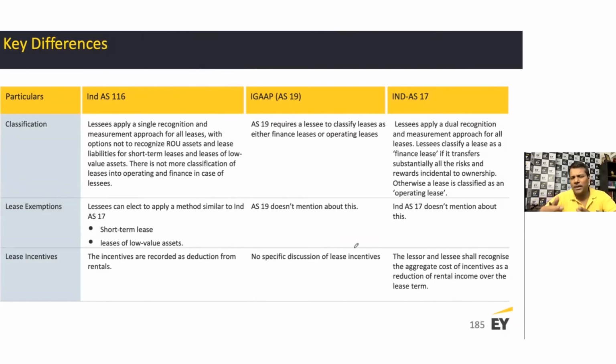I'm not trying to compare it with Ind AS 17. You have the information, but Ind AS 17 and AS 19 were largely similar, whereas the substantial difference is now between AS 19 and Ind AS 116. In terms of lease incentives, the guidance and application were pretty much similar. The incentives are recorded as a reduction from the ROU asset.